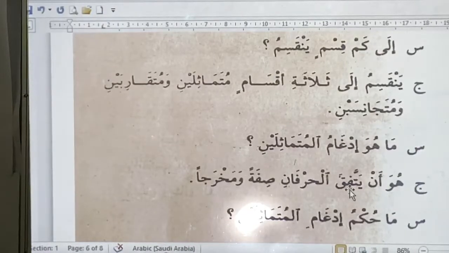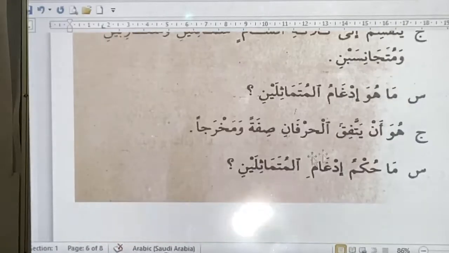This is where you come across two letters that look alike. صفة ومخرجا. When they say صفة ومخرجا, they totally look alike. So these are two letters that are identical. And when we say they are identical, it means that they look alike in the sifa and the makhraj. They come from the same area and they also look alike. فما حكم إدغام متماثلين? So now when you come across these two letters that look alike, the twin letters, how do we read them?